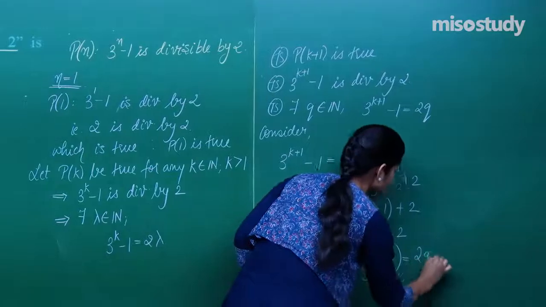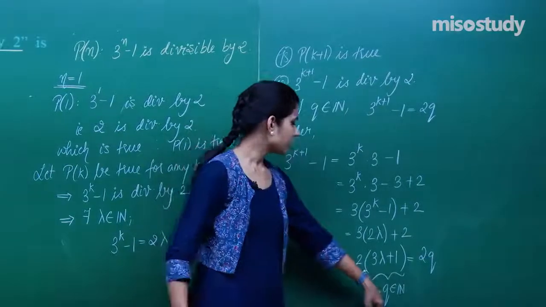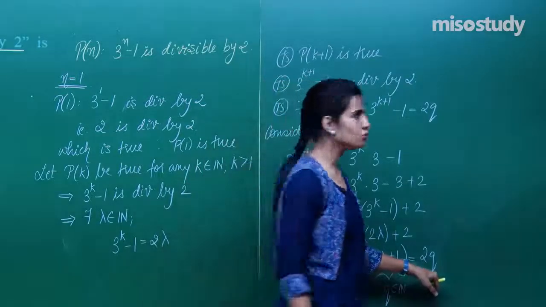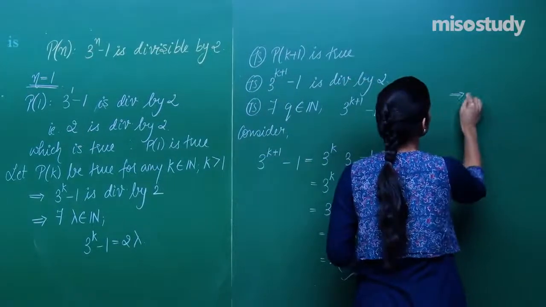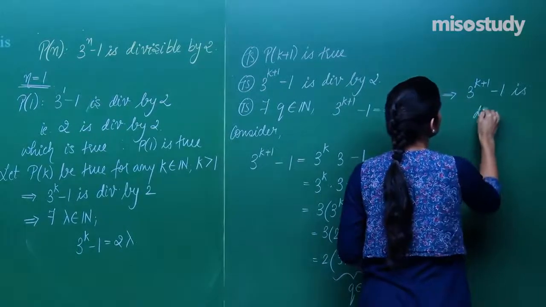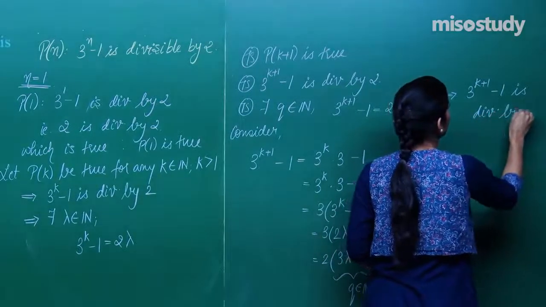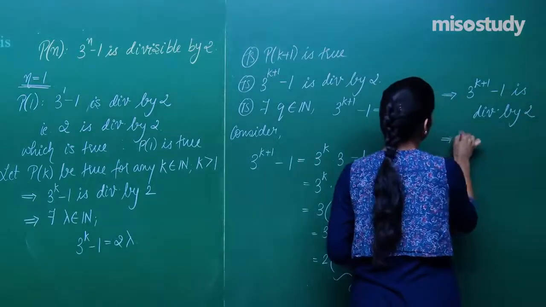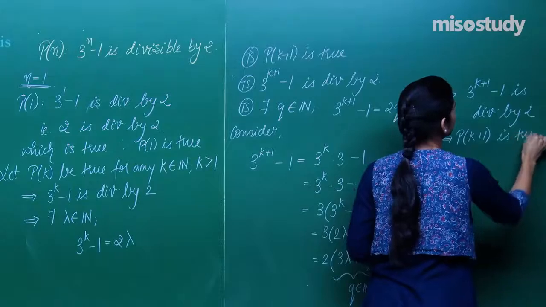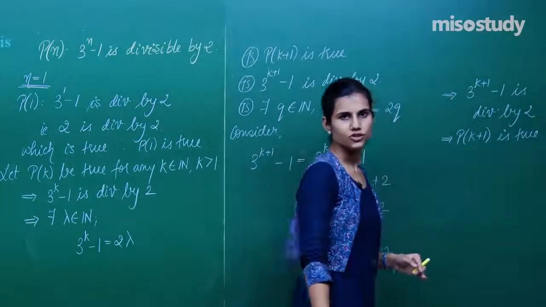So I have got, there exists a q natural number such that 3 to the power k plus 1 minus 1 can be written as 2q, which implies 3 to the power k plus 1 minus 1 is divisible by 2, and therefore Pk plus 1 is true whenever Pk is true.